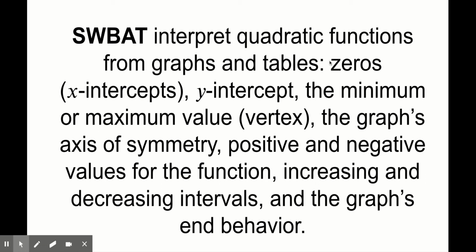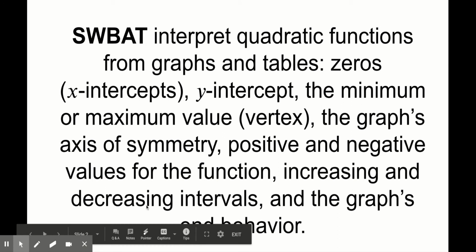And you can see that this list includes things like x-intercepts, y-intercepts, minimum and maximum value, which is the vertex, the axis of symmetry, positive and negative values, increasing and decreasing intervals, and the graph's end behavior, which are all things we've already talked about.